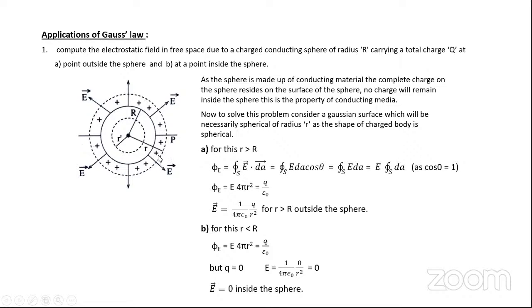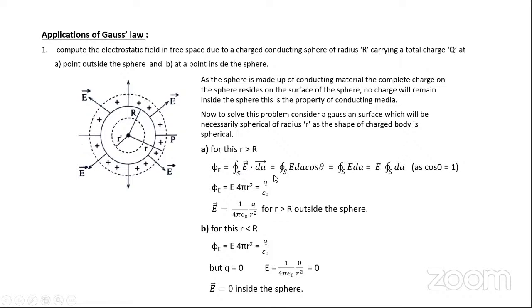For now, we have taken the point P outside the conducting sphere, at a distance small r from the center of the charged sphere. This is the first point that has to be found. Here r is greater than capital R, therefore, using the statement of Gauss law, the closed surface integral of E dot dA is equal to the closed surface integral.